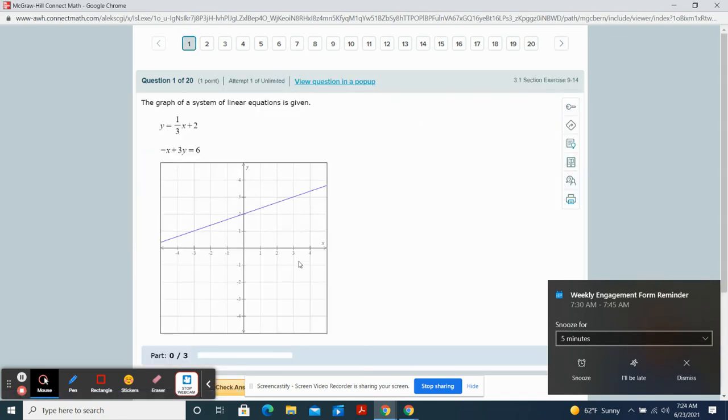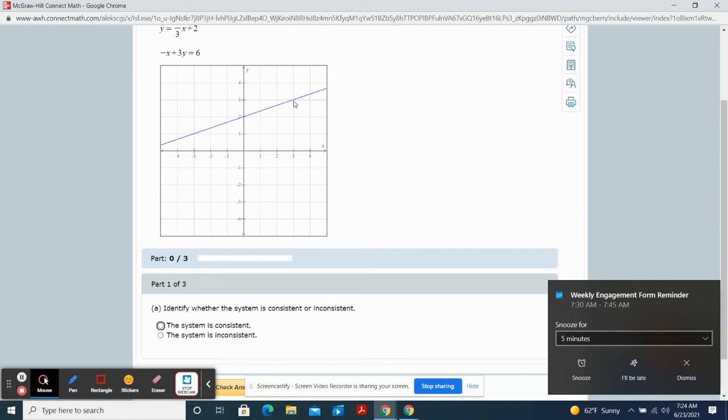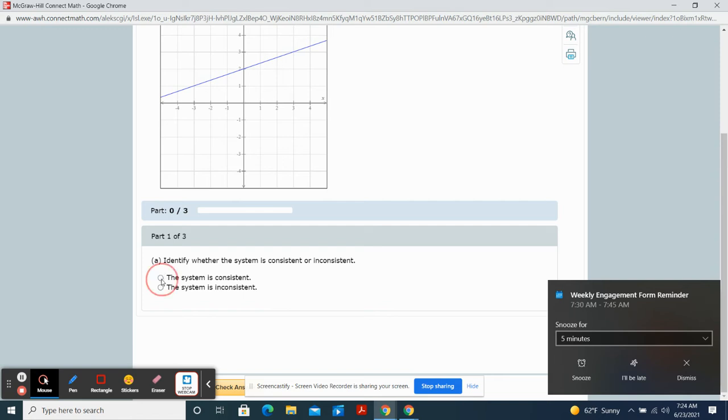Question 1 says the graph of a system of linear equations is given. So notice how we see two equations, but I only see one line. And that's done on purpose, because that line must be the line for both of the equations. So both the equations are that same line that you see. So if that is the same line, then we say that this is consistent.